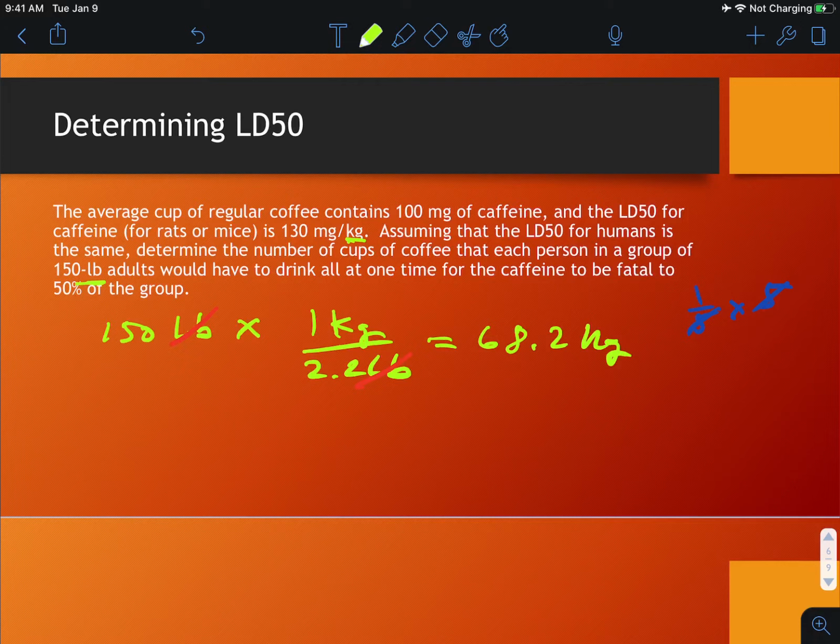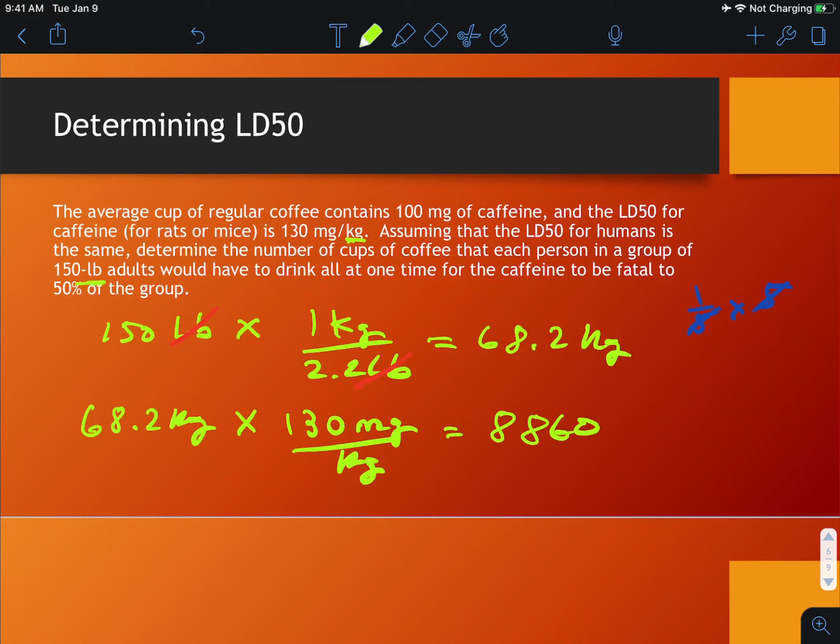Now I can say I've got 68.2 kilograms as the person's weight, and I know the LD50 is 130 milligrams per kilogram, right? So this is going to tell me how many milligrams is going to kill 50% of the population. And that turns out to be 8860 when you do the math. 130 times 68.2. Once again, the kilograms has been canceled out. We're at milligrams. Now we know each cup of coffee has 100 milligrams, so we can figure out how many cups of coffee that is.